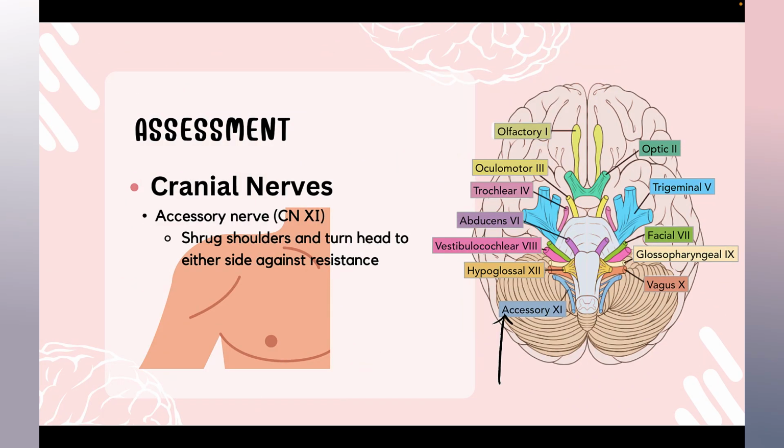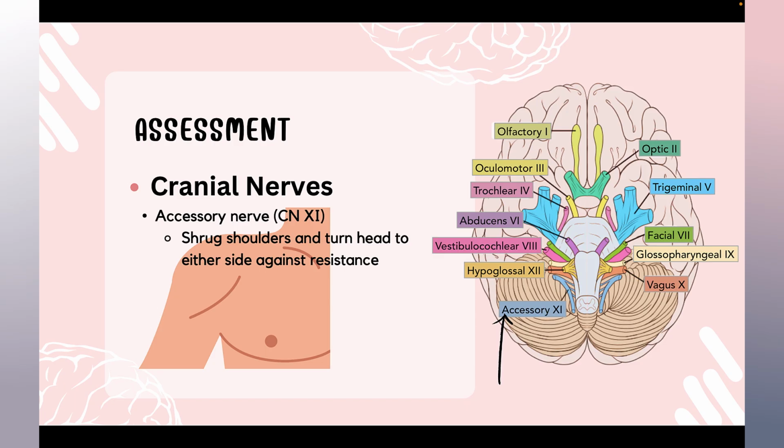And then the next nerve, cranial nerve 11, is known as the accessory nerve. This does test our sternocleidomastoid and trapezius muscles. So those are the ones along the top of the shoulder, along the neck. The way that you would assess those is you would place your hands on top of the patient's shoulders and gently press down and have them shrug against that resistance.